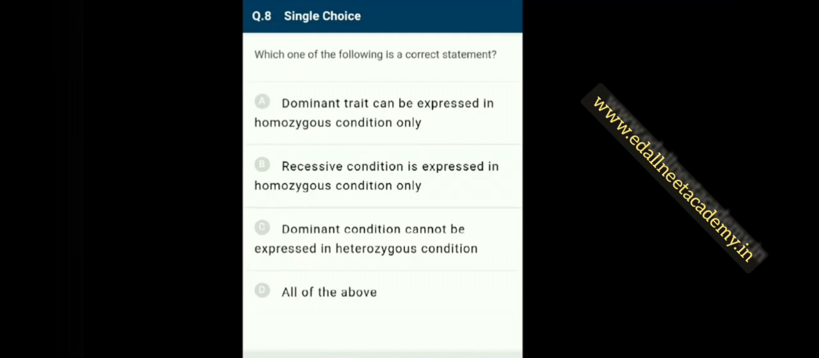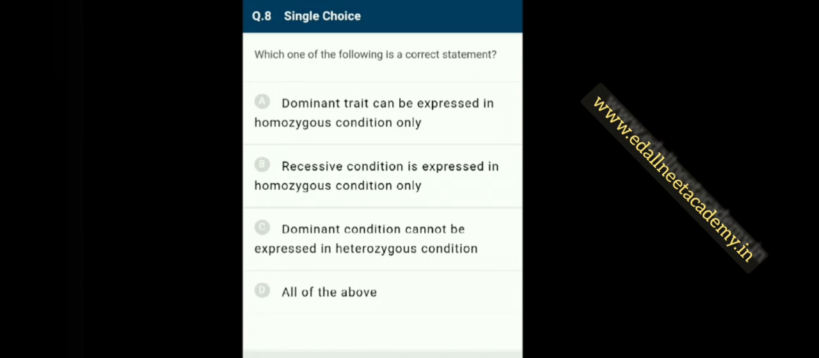Question number 8. Which one of the following is the correct statement? Alleles produce opposite and contrasting phenotypes. When two alleles of a gene are identical, they are homozygous, and can be either dominant, that is capital A, capital A, capital B, capital B, or recessive, small a, small a, small b, small b. And when the two alleles are different, the individual is heterozygous and is made up of one dominant and one recessive allele, capital A, small a, capital B, small b. In the heterozygous condition, the dominant allele is able to express and the recessive allele is hidden, and the recessive condition is expressed in homozygous conditions only.